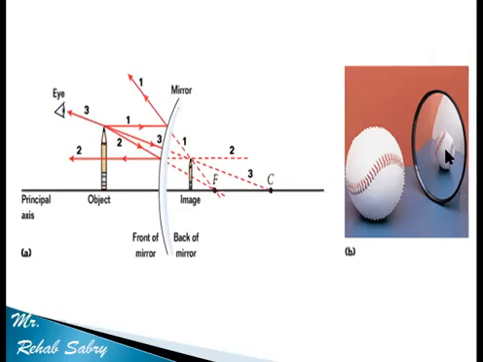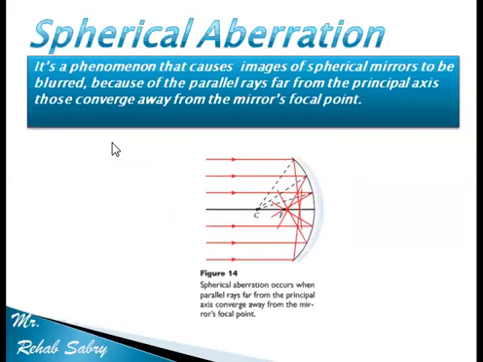So the virtual image is upright, and it's smaller in case of the convex, but in case of the concave, it's enlarged, if you remember. Well, now we will talk about a very important point, which is the spherical aberration. Okay, what's meant by the spherical aberration?